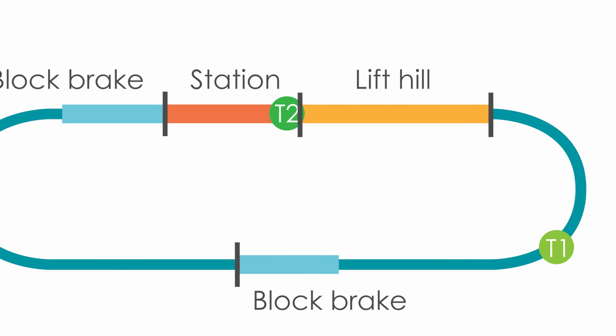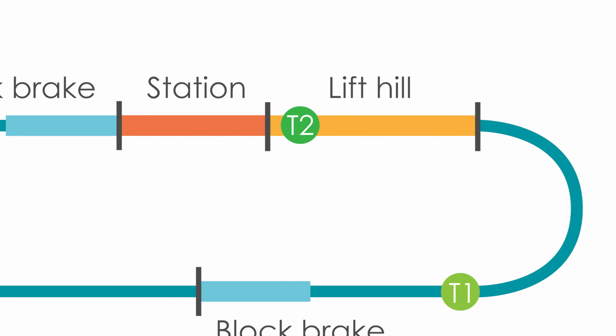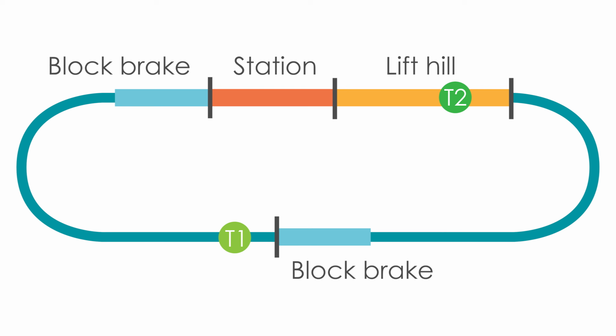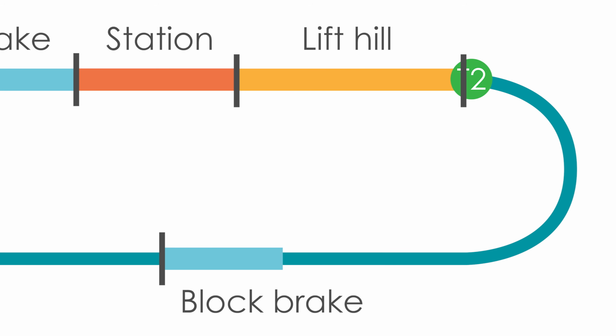This allows train 2 to move on to the lift hill. Once train 1 has completed the first half of its course, it passes through a block break, causing it to enter the next block section. By doing this, the previous block section becomes empty, allowing train 2 to navigate off the lift hill.